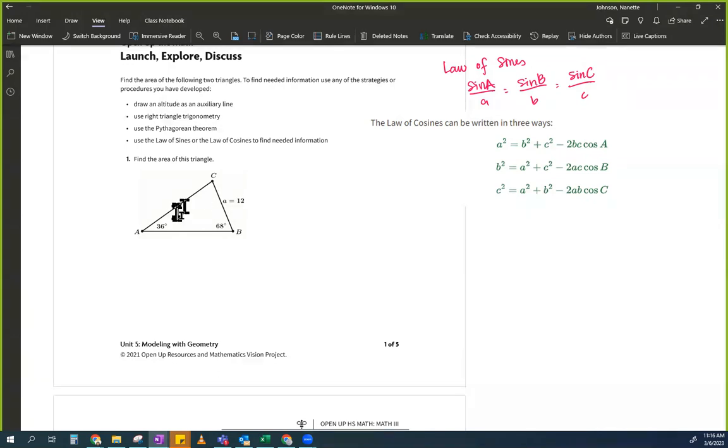Okay. So because I have all three angles, and now I need to find these sides, I'm going to use my law of sines and cosines. So I'm going to write sine of 76 over C, and then sine of 68 over B, sine of 36 over A. Now, when you look at this, what's the problem?